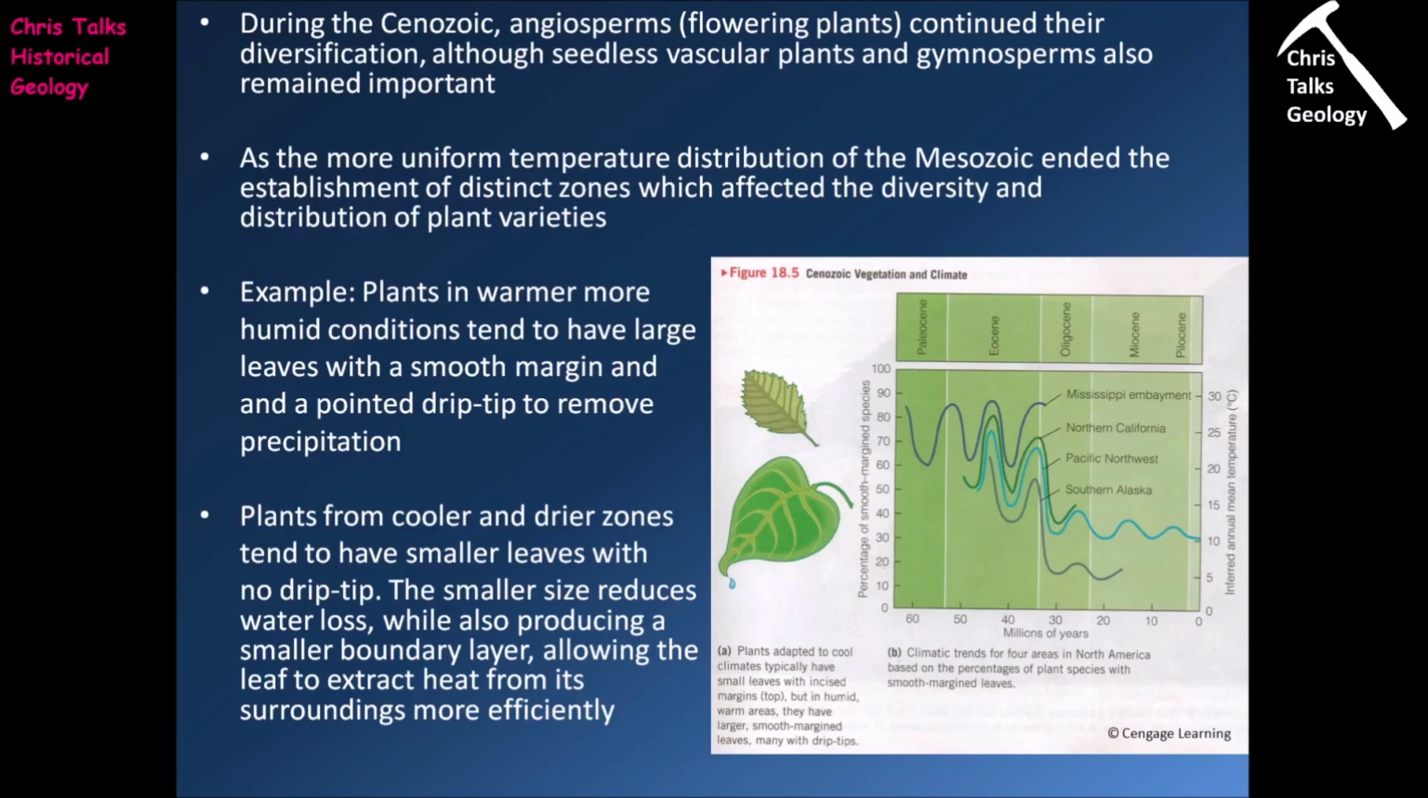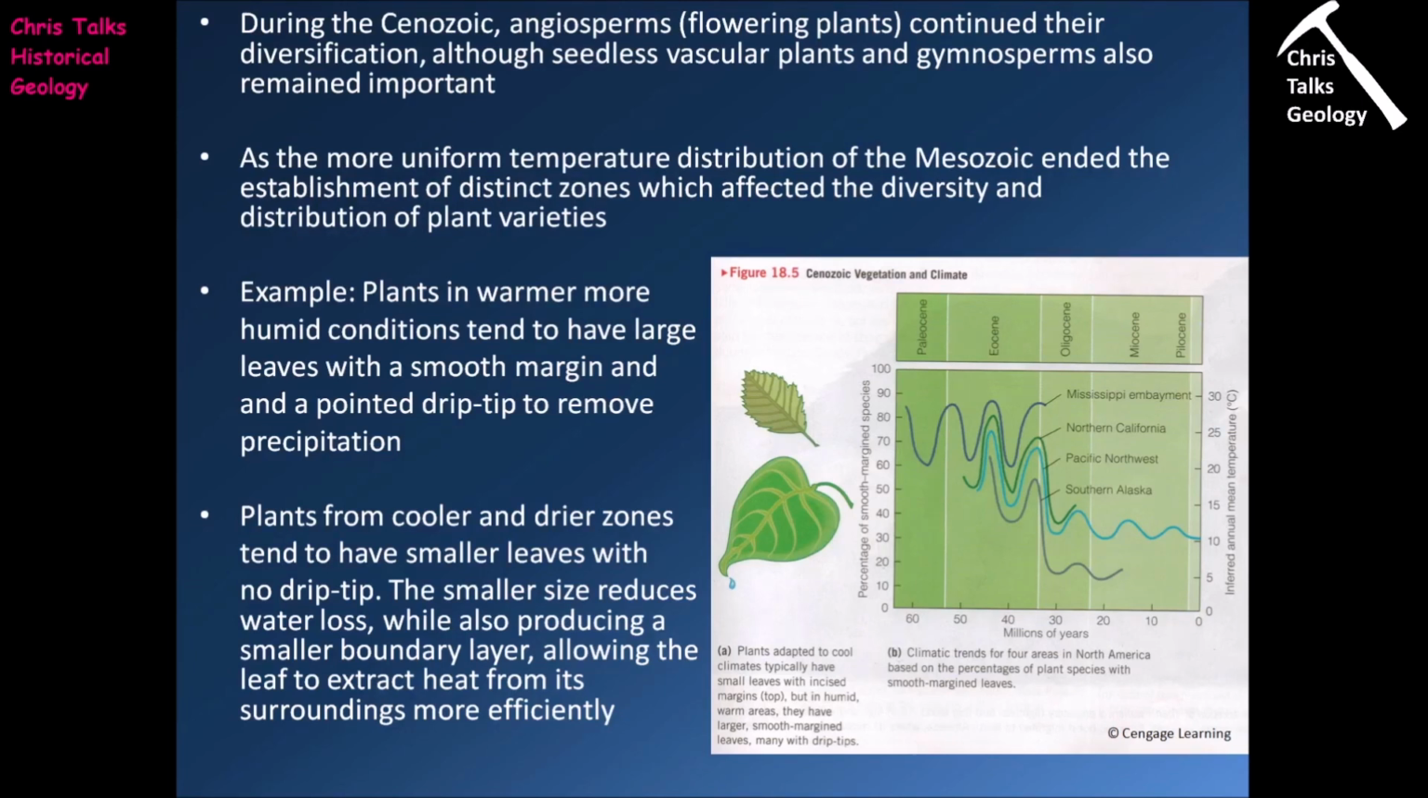However, if you're in a drier climate, you can't lose that water. So what you really want is a thin boundary layer so your leaf doesn't get too hot. And so having a smaller leaf allows you to have the thinner boundary layer. And this not only stops your leaf from overheating, it also allows your leaf to absorb heat from the surrounding environment more efficiently. So this is going to reduce the chances of your leaf getting too cold and becoming damaged.